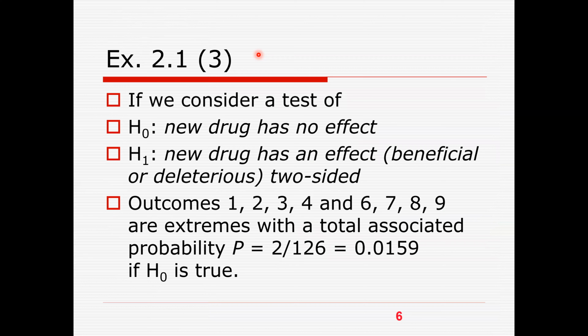But the hypothesis test is a 2-sided one, because this time we do not only test if the drug has a beneficial result. We want to know if the new drug has either positive or negative effect versus the standard drug. So in that case, the null hypothesis is new drug has no effect. And the alternative hypothesis is new drug has an effect, either beneficial or deleterious result. So it's a 2-sided hypothesis test.